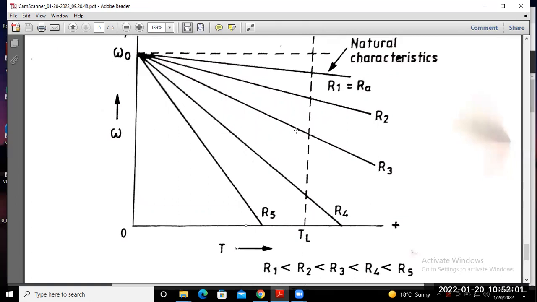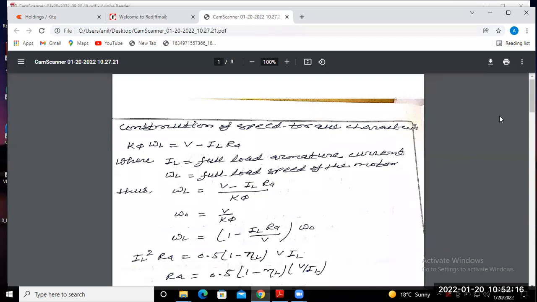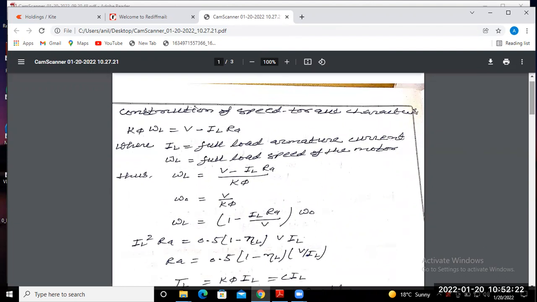And next we can derive how we can construct the speed torque characteristic. So we put here K phi omega L equals V minus IL, the load current, into RA. In place of the armature current, we put IL. So IL is nothing but the full load armature current, and omega L is the full load speed of the motor.